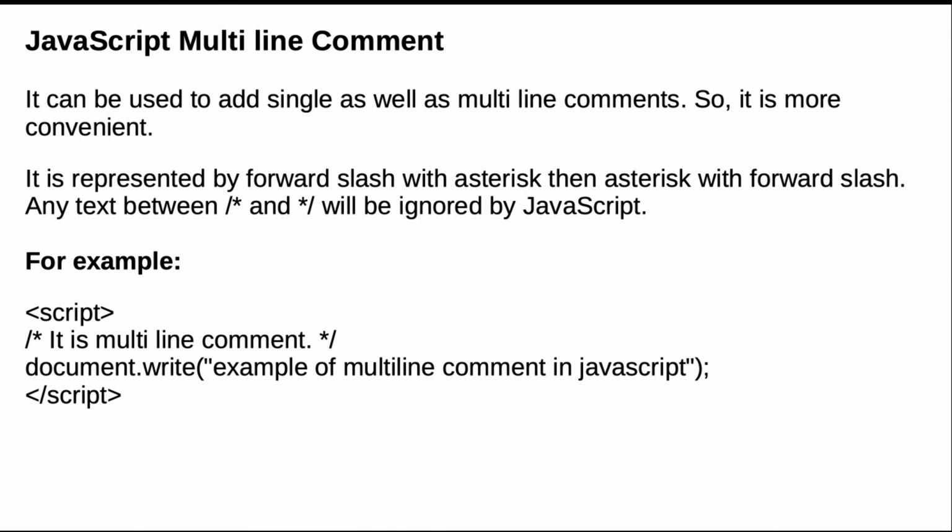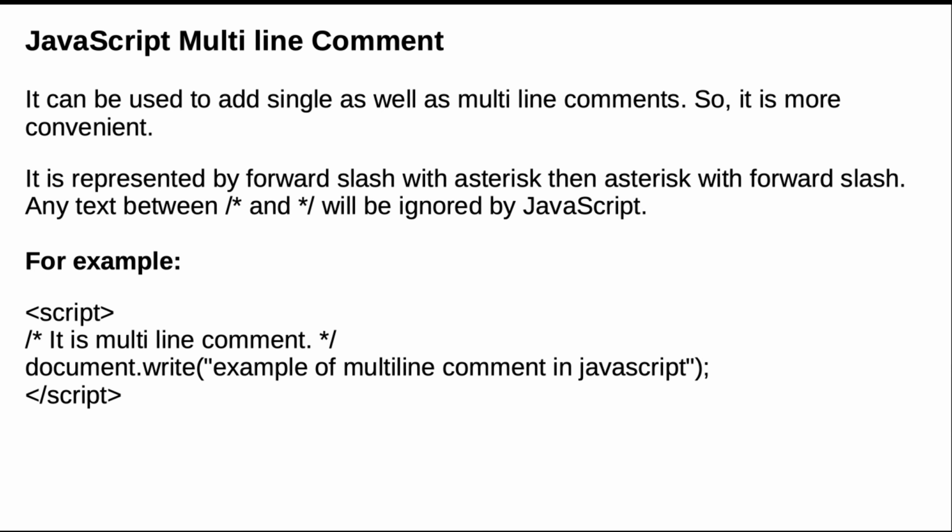Next is the JavaScript multi-line comment. It can be used to add single as well as multi-line comments, so it is more convenient. It is represented by a forward slash with a star symbol. Then we use a star symbol with a forward slash to close it. Any text between these will be ignored by JavaScript. So this is an example that shows the multi-line comment.